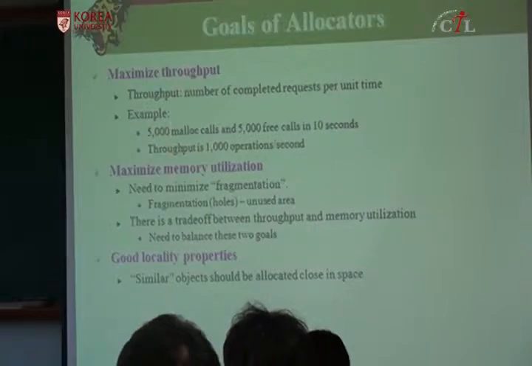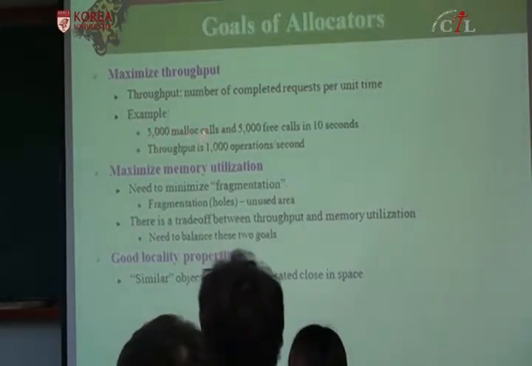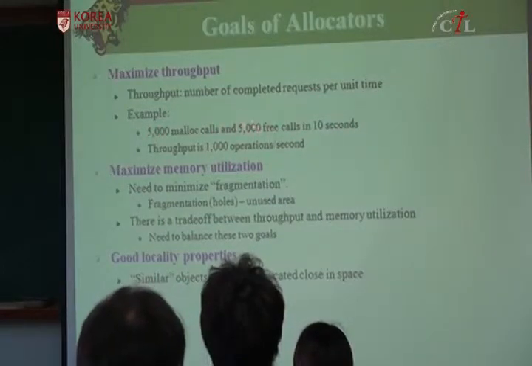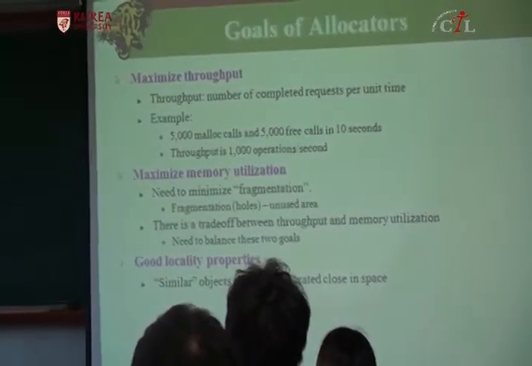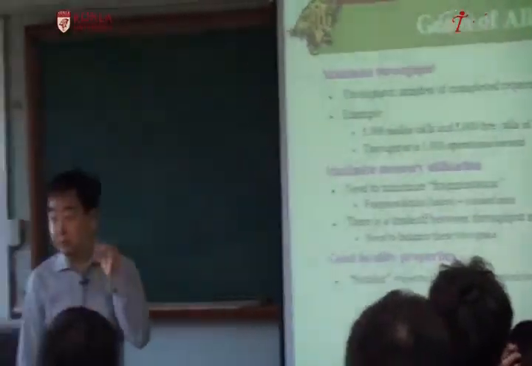So the goal of this allocator is to maximize the throughput, which means the number of completed requests per unit time. If there are 5,000 malloc and 5,000 free in 10 seconds, that is 10,000 malloc and free operations in 10 seconds. So it's about 1,000 operations per second. That's the throughput. And if the system is slow, that's bad. So you want to improve the throughput, right?